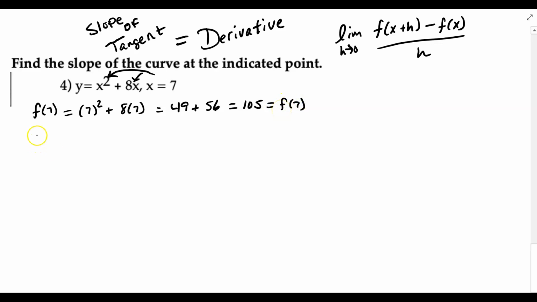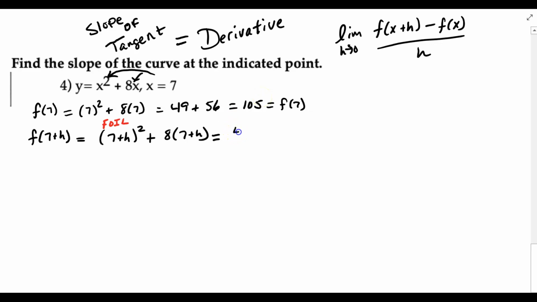Next thing I need to do is find f of 7 plus h. So I'm going to plug in 7 plus h right here. I've got 7 plus h squared plus 8 times 7 plus h. Not too bad. It is a binomial square. You're going to want to know how to do that trick for the binomial squares at this point. But what we're going to do is just do the binomial expansion. You might want to use the FOIL method for this. You're going to have to FOIL that out, 7 plus h times 7 plus h. But otherwise, I'm going to do the binomial squared. There is a trick to this.